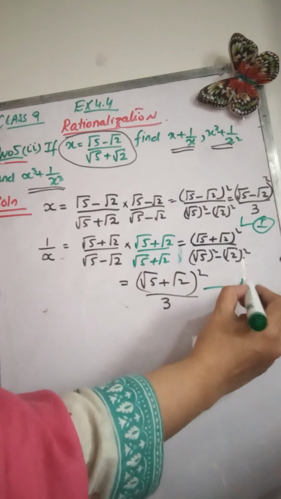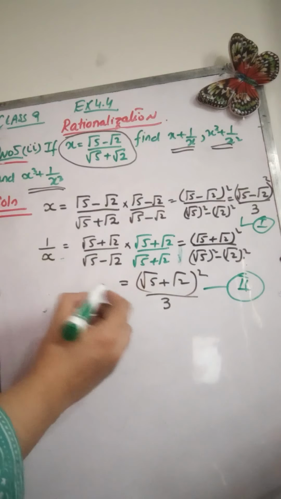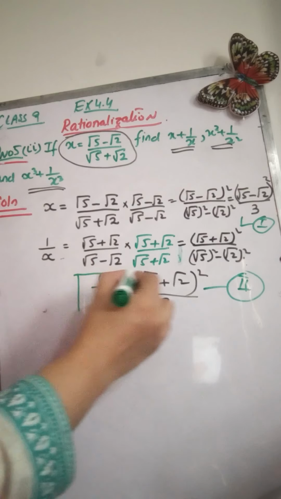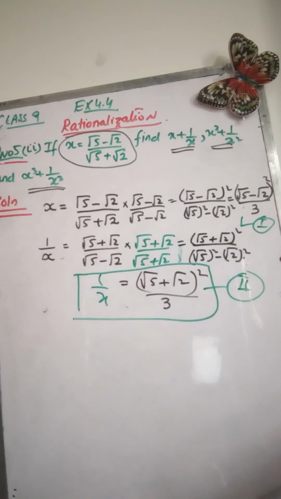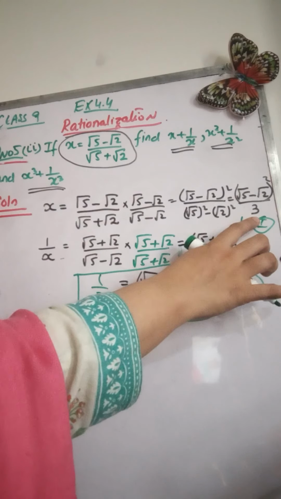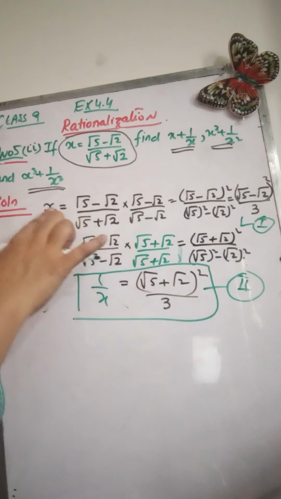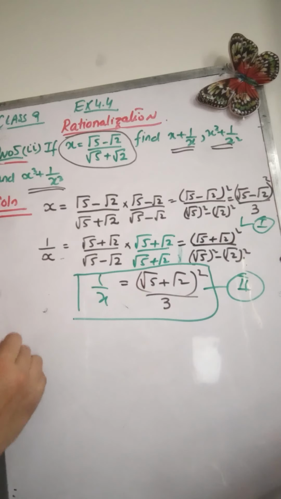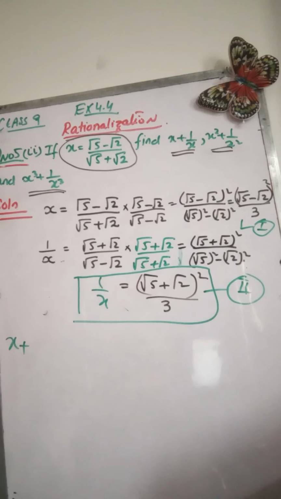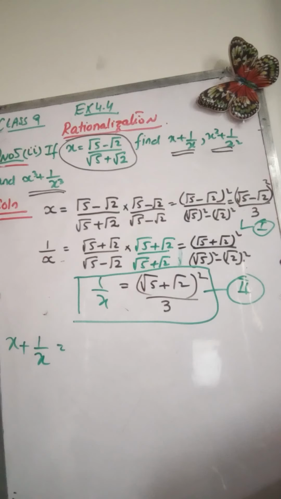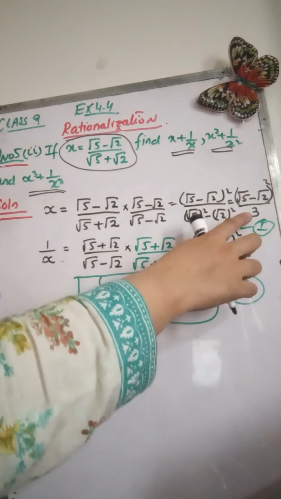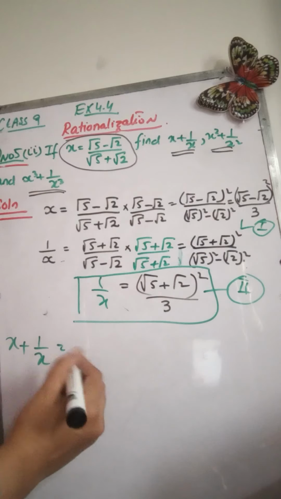So this is 1 and this is 2. This is the rationalization of 1 over x. This is 1 over x after rationalization, and this is x equals √5 minus √2 over 3 after rationalization of x. So now I have to add these two numbers to get x plus 1 over x, which will be equal to this expression plus this expression.